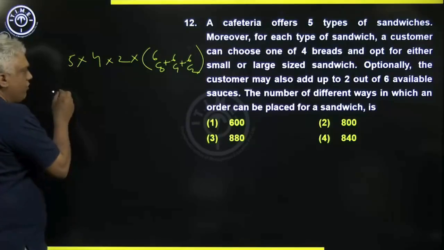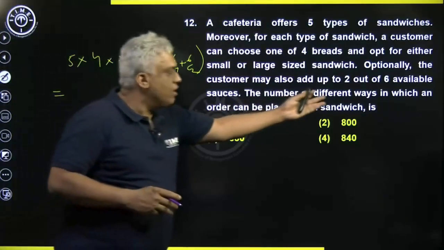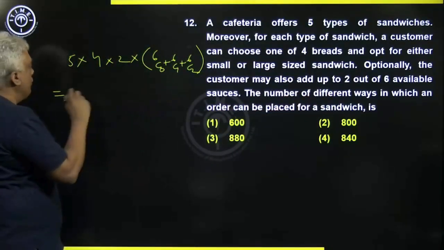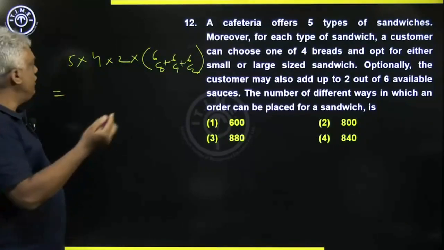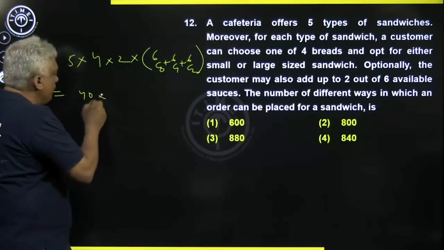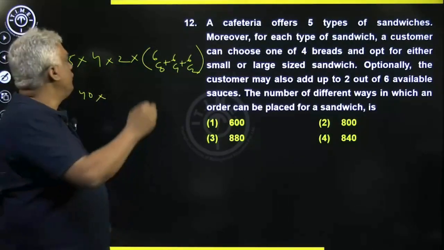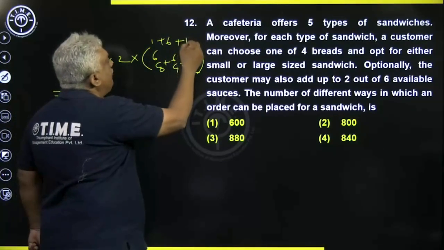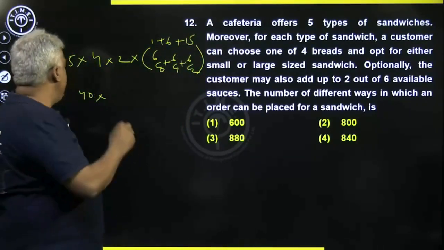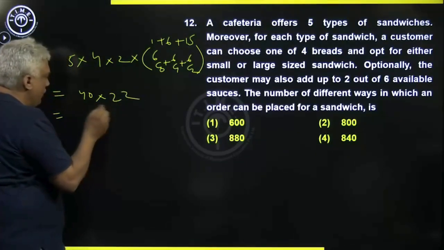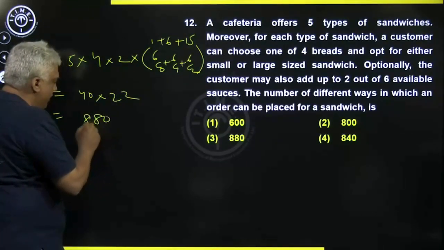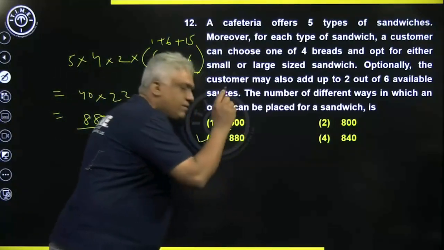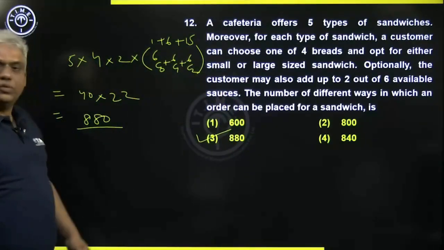So total number of ways, that is what the question is, number of different ways in which the order can be placed. It will be 5 into 4 into 2, okay. 5 into 4 is 20, into 2 is 40, into, now 6C0 is 1, 6C1 is 6, 6C2 is 15, so 1 plus 6 plus 15 is 22, so it will be 880, right? That should be the answer, which is option 3. So that's the answer. I hope this is clear to you, okay.